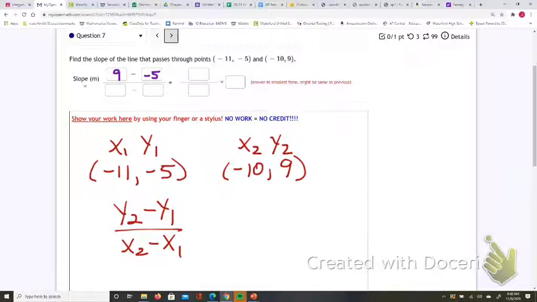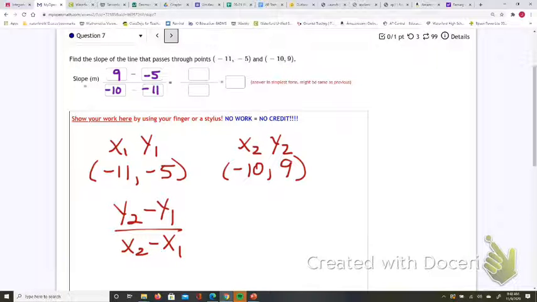Then in the denominator, we have x2, which is negative 10. So we're going to type negative 10 into the first blank in the denominator. And then minus x1, which is negative 11. So we're going to type negative 11 right there. So you're going to want to go to My Open Math, and in the first blank, type 9. In the second blank, negative 5. Then in the denominator, negative 10 in the first one, negative 11 in the second one.